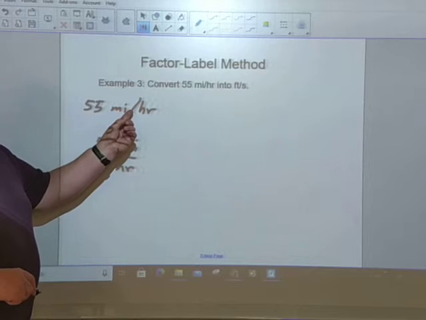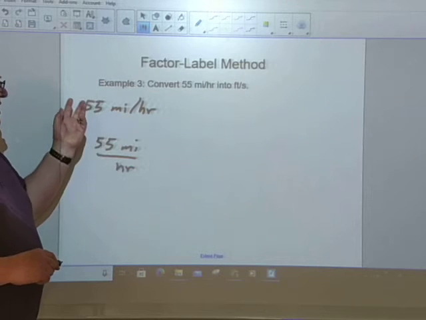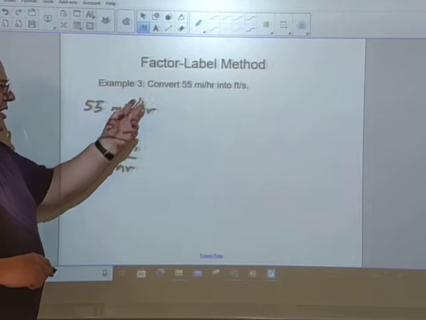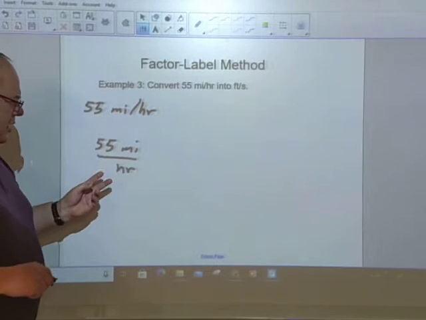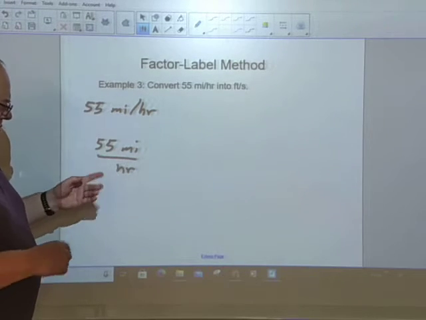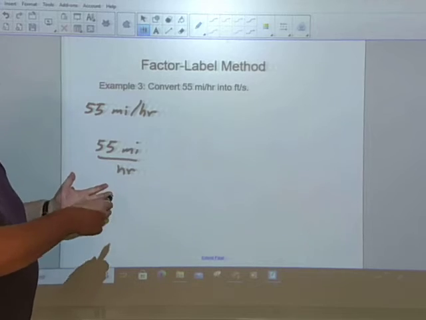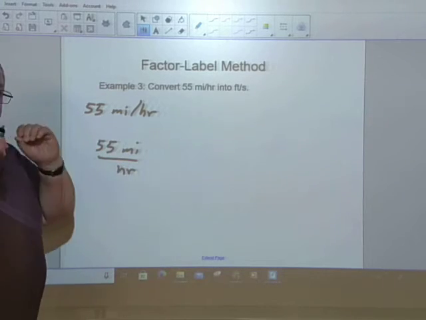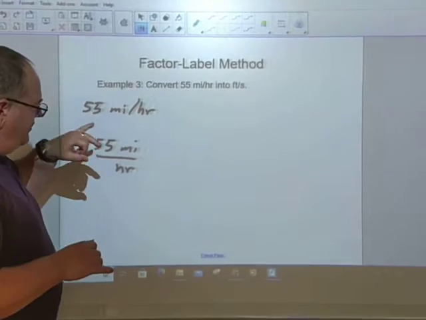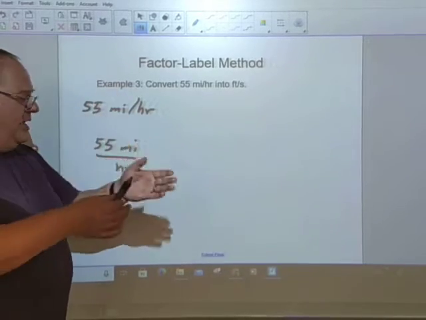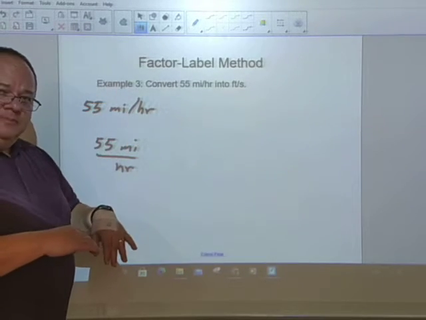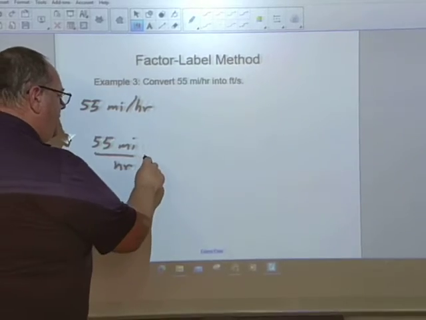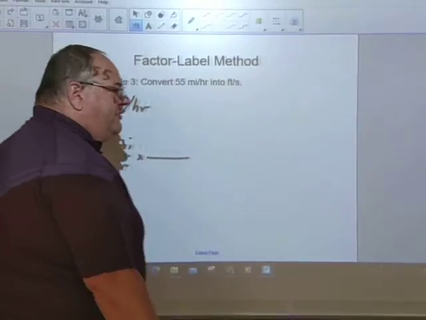Instead of writing it down like that, I'm going to write 55 miles per hour as a fraction. What it's really saying is you're traveling 55 miles per 1 hour. So I don't have to write the 1 there. I could write the 1, but I want to make sure when we're doing our math that I know that miles are in the top and hours are in the bottom. Multiply by a conversion factor.